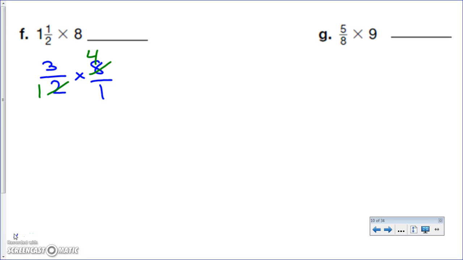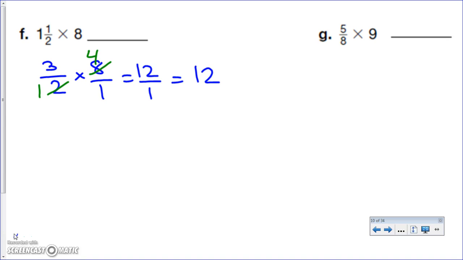So now we have 3 times 4 over 1 times 1, so we're going to get 12 over 1, which equals 12. Now I'm going to go back, reset the problem, and just multiply through and show you how you get the same answer either way you do this.